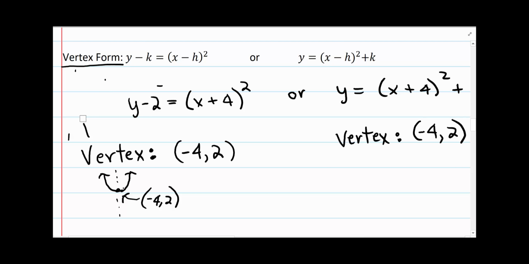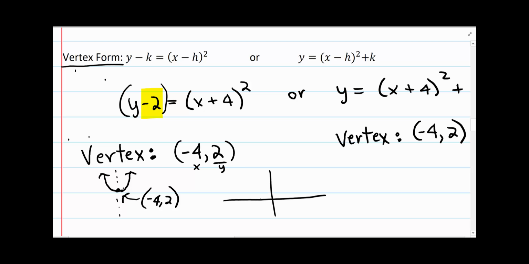Okay, so when it's in this form, notice what we have. We have y subtract 2 is equal to, in parentheses, x plus 4 squared. The opposite of 2, so let's go ahead and put that in parentheses so that's easier to think. The opposite of negative 2 is positive 2. That's the y value. The opposite of 4 is negative 4. That's the x value. There you have the vertex.